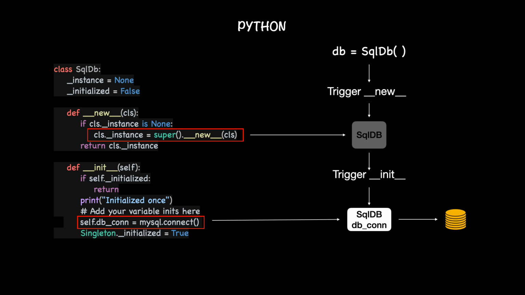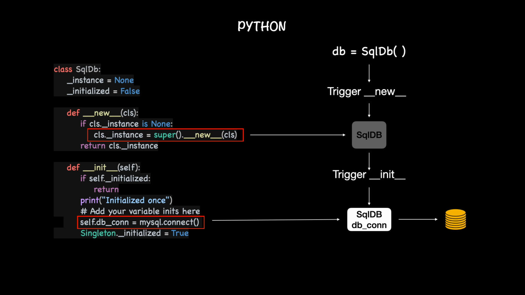If we go on and try to trigger a second run, we want to create a second instance for SQLDB. First, it will trigger the __new__ method. Since the class instance is already there, it will just return the class instance, so no other instance will be created in memory. Similarly, it will move on to the __init__ method. Since the class is already initialized, it will not be initialized again. It will just return from the __init__ method.